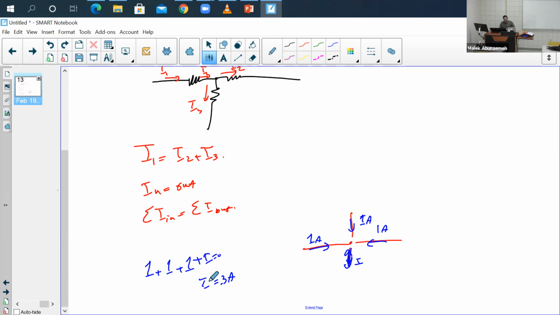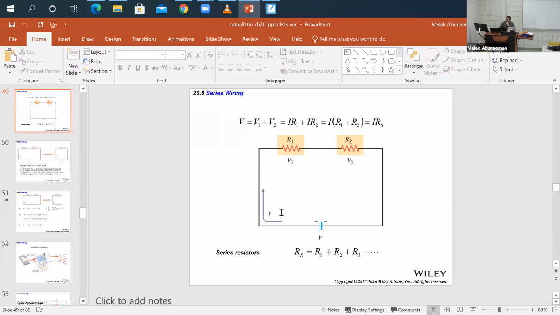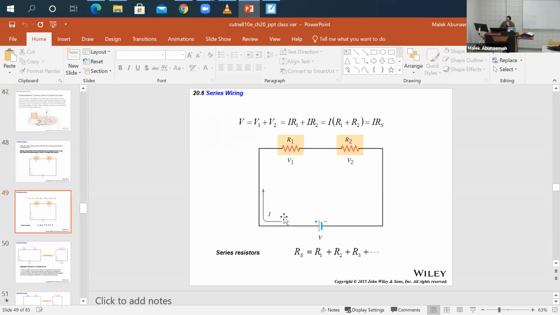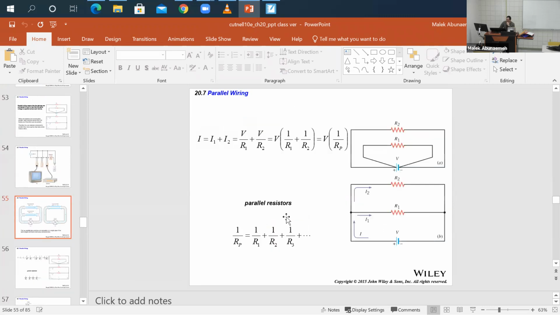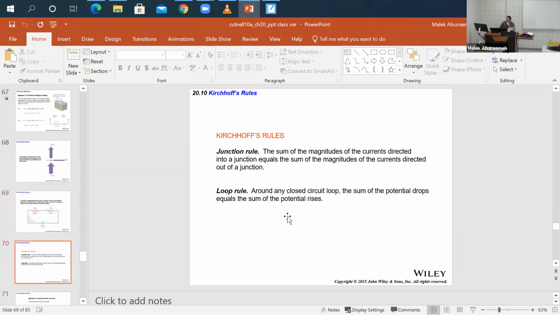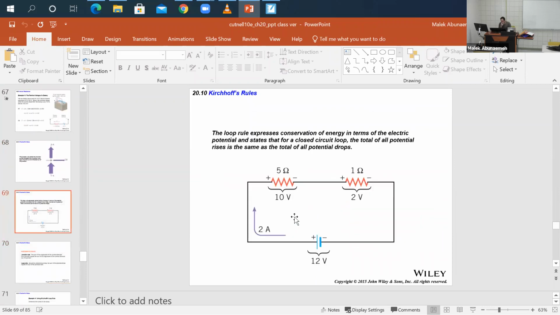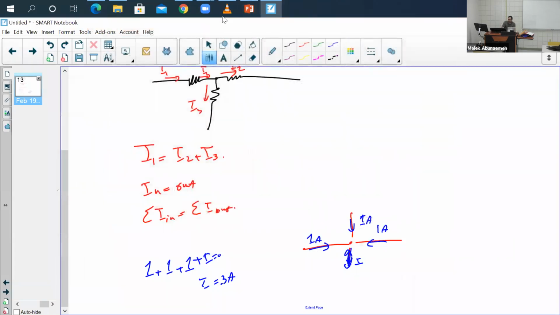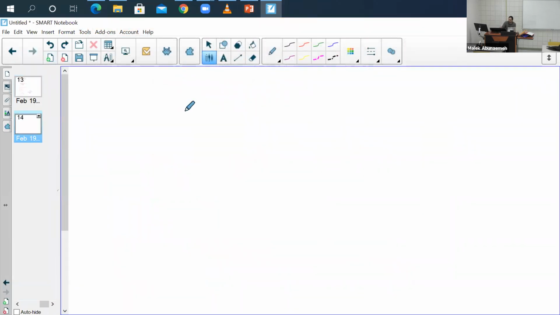Now, let's say you have. Actually, I will just do the example that's in the PowerPoints. Let's say you have a circuit like this, and you want to find out what the current is. So you have 5 and 1 with 12. That's what brings us to Kirchhoff's loop rule.